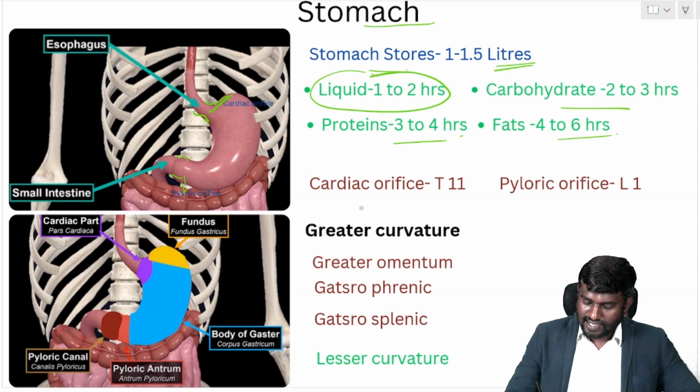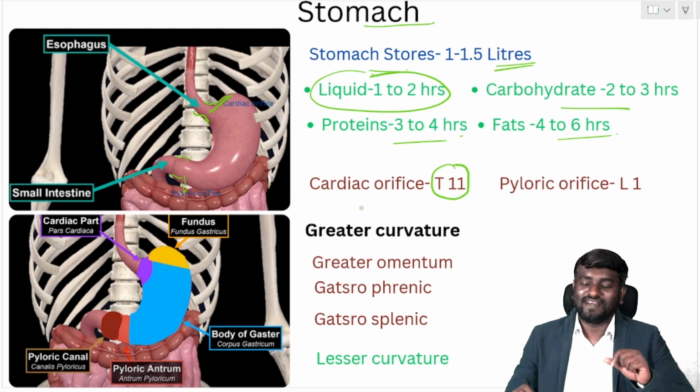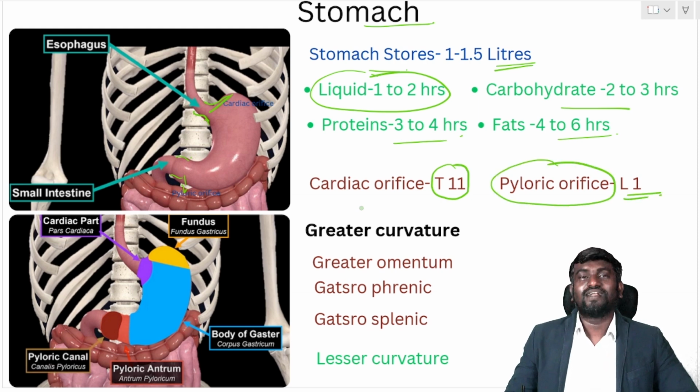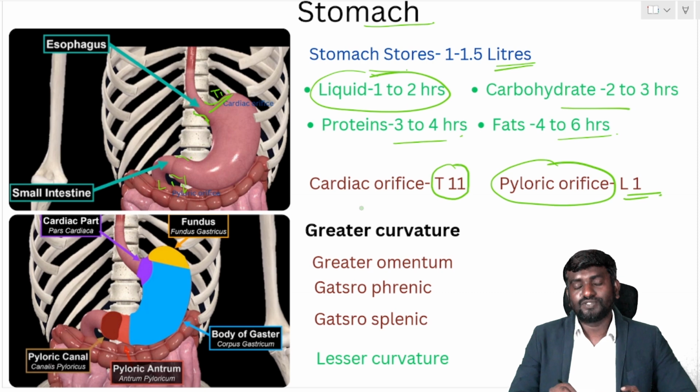Now, the cardiac orifice is going to be important for our FMGE exam. It is going to be at the level of T11. And the pyloric orifice is going to be at the level of L1. So this is going to be T11, and this is going to be at L1. Good.